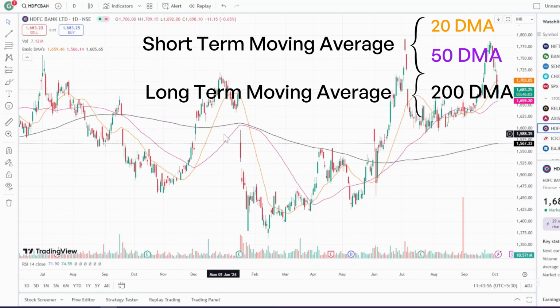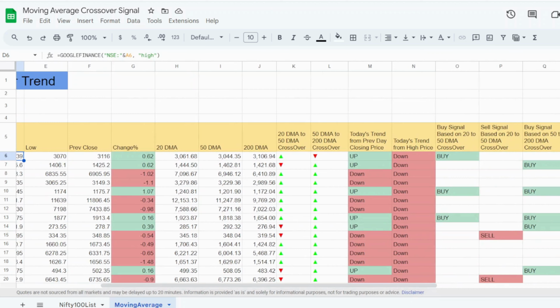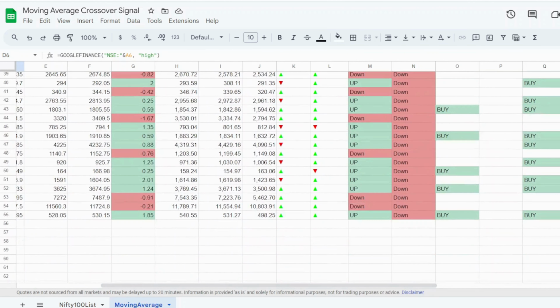Okay, now this is today's trend from high price. So if the current market price is greater than the high price, then the trend is up, otherwise the trend is down. So if you see out here, the current market price is 3135, whereas the high price is 3139. So that means the current price is less than the high price, and that's why the trend is down. So let me show you any up.